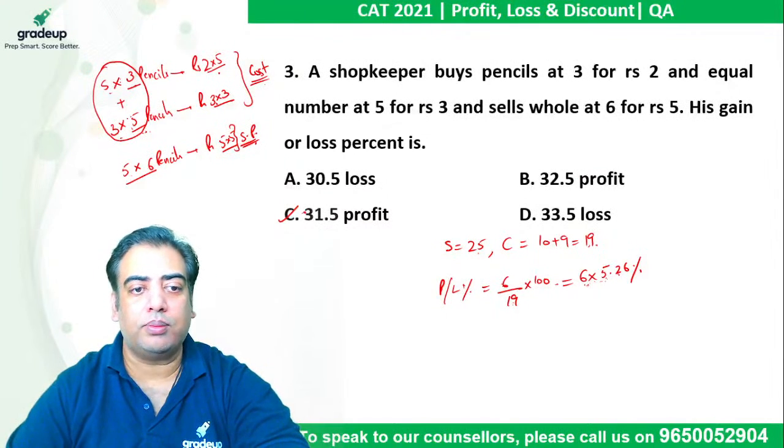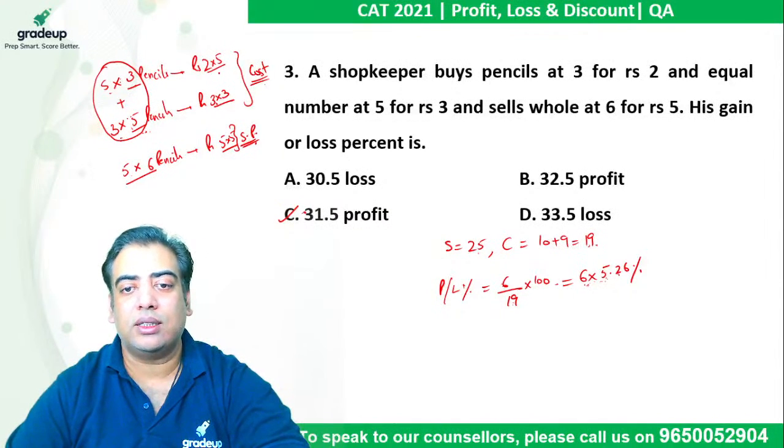So you again need not multiply entire values, right? You can do a bit of approximation because one is starting with 31, other with 32, 30 and 30. So my answer is starting with 31, so answer is C. Right.